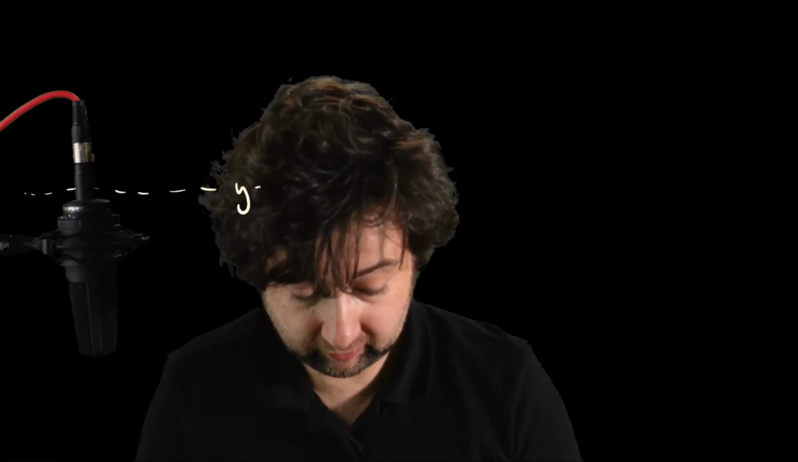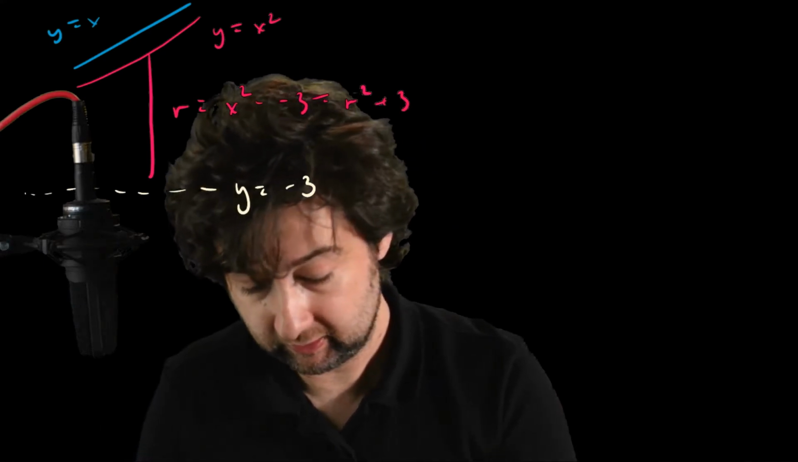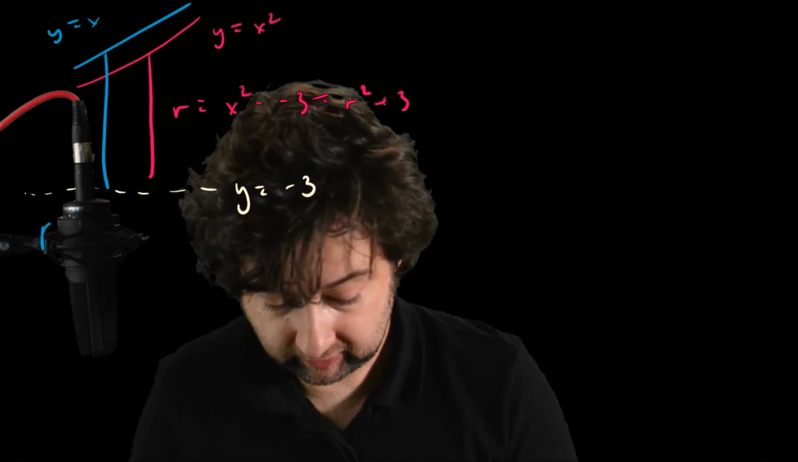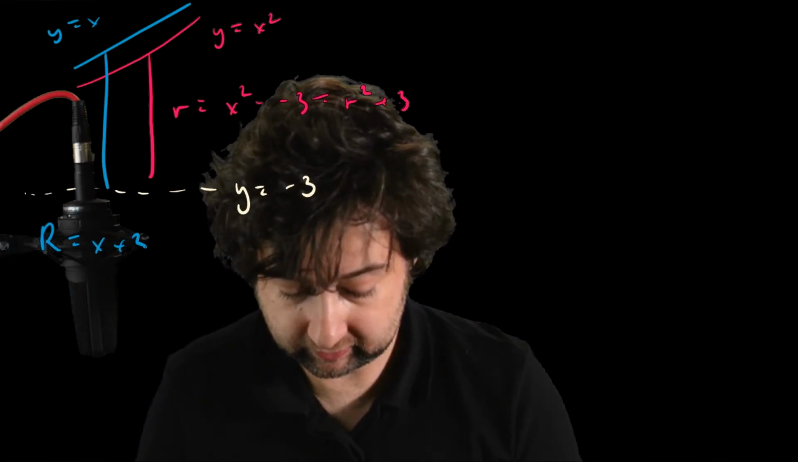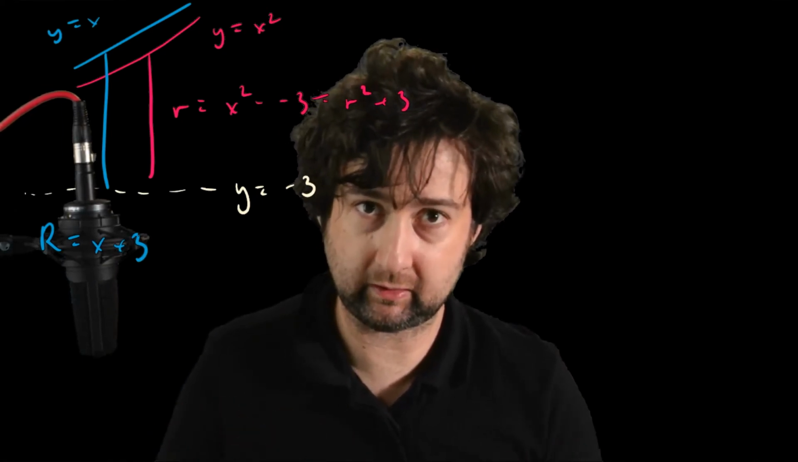So what is the volume of this representative washer here? To reiterate, this is the line y equals -3. Up here, I had a curve that looked like this, which was y equals x. And down here, I had a curve like this, which was y equals x squared. This distance was r equals x squared minus -3, which is x squared plus 3. And this distance is capital R equals x plus 3. That is x minus -3.